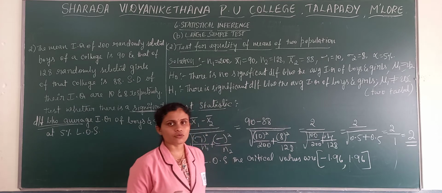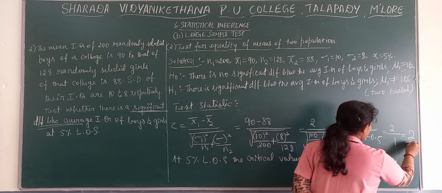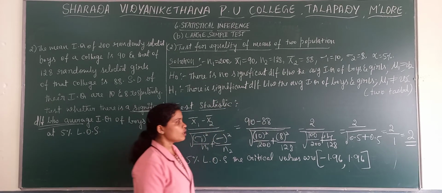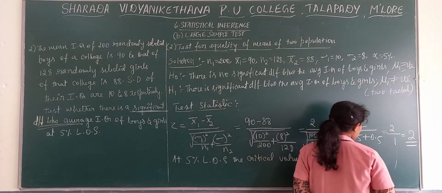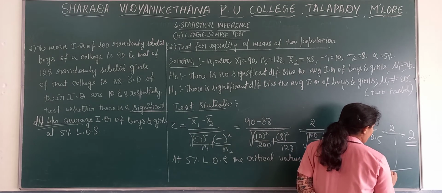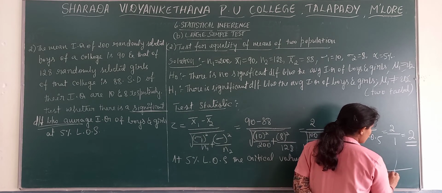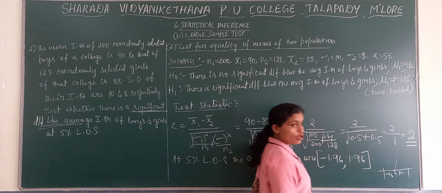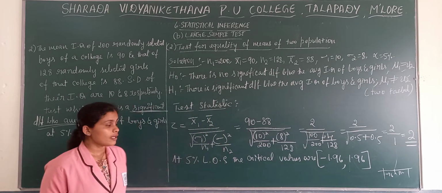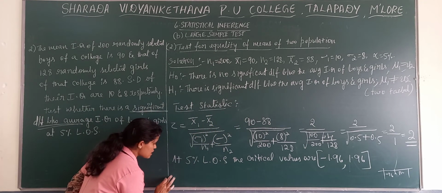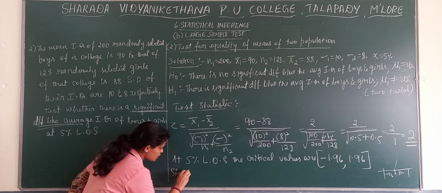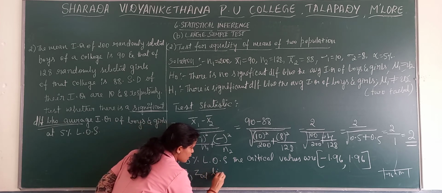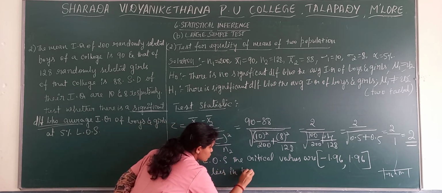Now if it is two-tailed, what do we need to check? Whether this calculated value lies in between these two. If it lies, then we can accept. We know that it is 2, and minus 1.96 is here, positive 1.96 is here. 2 will come beyond those two values. So here it lies in the rejection region.